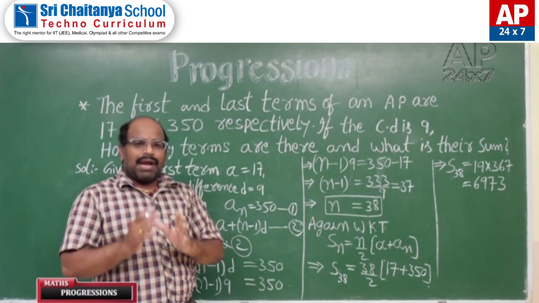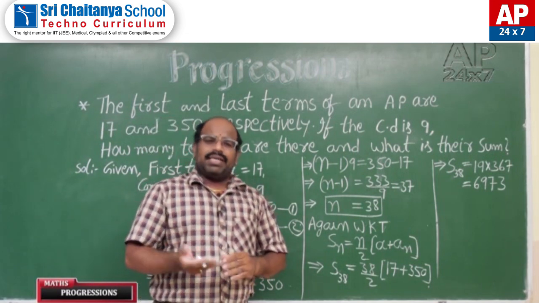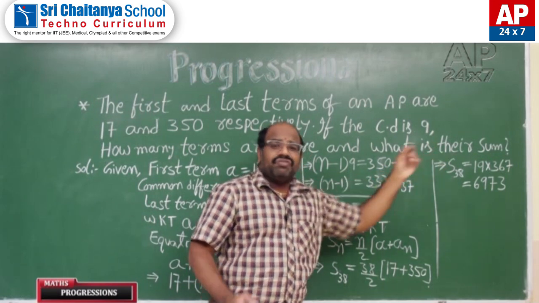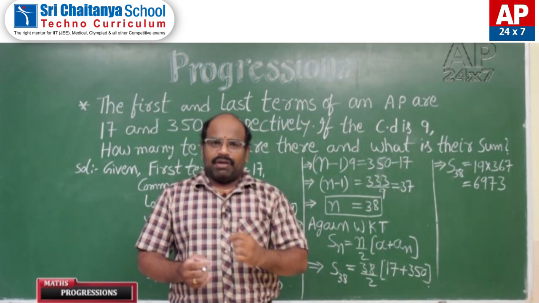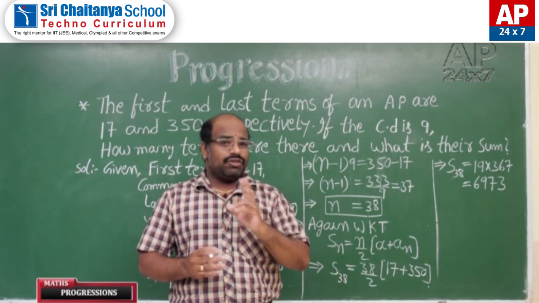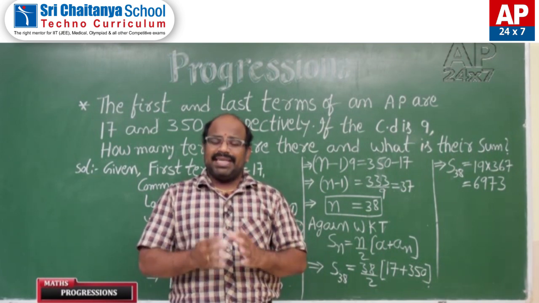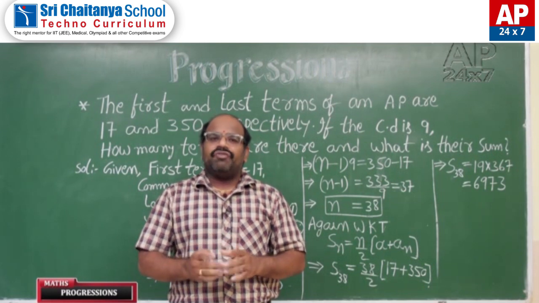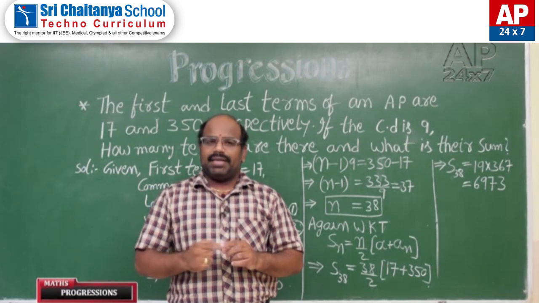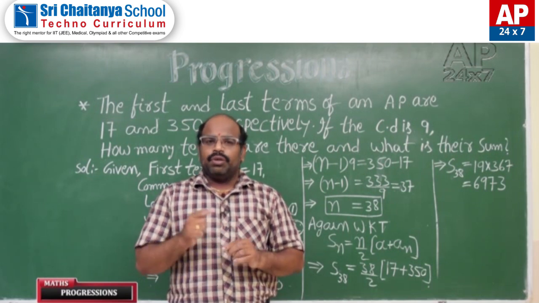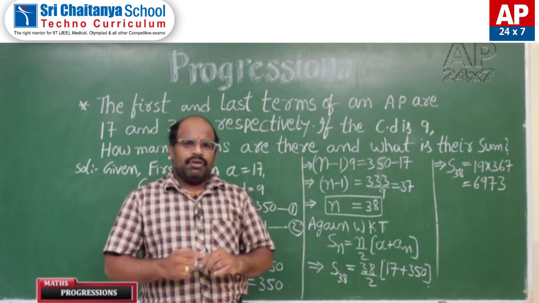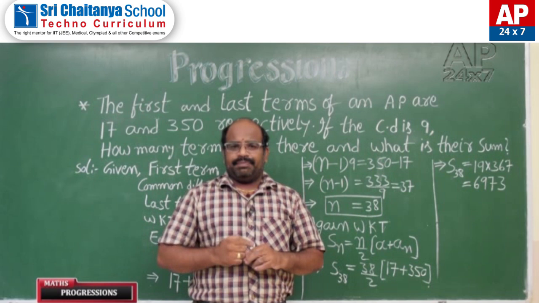Now, we have calculated the n value. What is required again? We have to find the sum of these 38 terms. The formula to calculate Sn: what is the formula? We have derived two formulae in fact. One is Sn is equal to n by 2 of 2a plus n minus 1 into d, and the second formula is Sn is equal to n by 2 of a plus an. Here in this problem we can use either of the formulae.